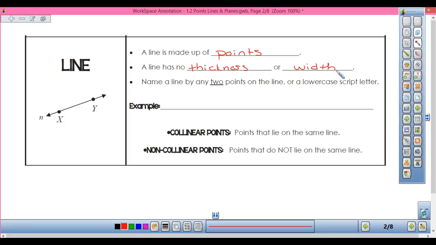Okay, so a couple different ways we can name a line. We can name a line by its little script letter if it has one. A lot of times it doesn't. But in this case, we would call it line N. Okay, if it doesn't have one of those, we need to name it by 2 points on the line. So what are 2 points that are on this line? X and Y. So line XY. Or it's easier if we just go XY with the line on the top, right? I think that's the way we mostly learn how to do it.